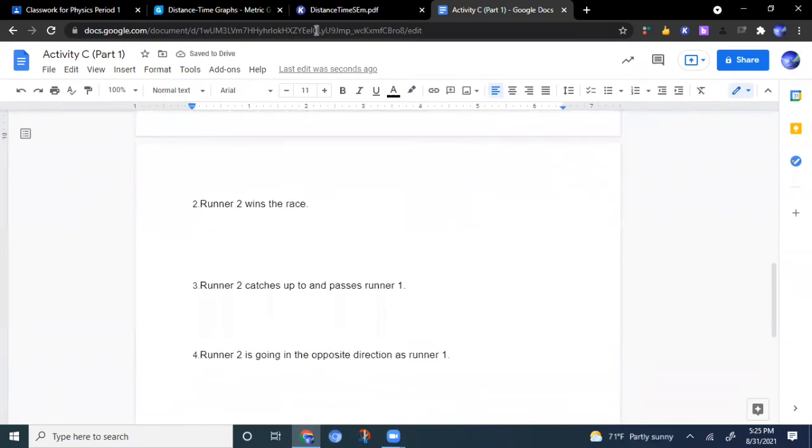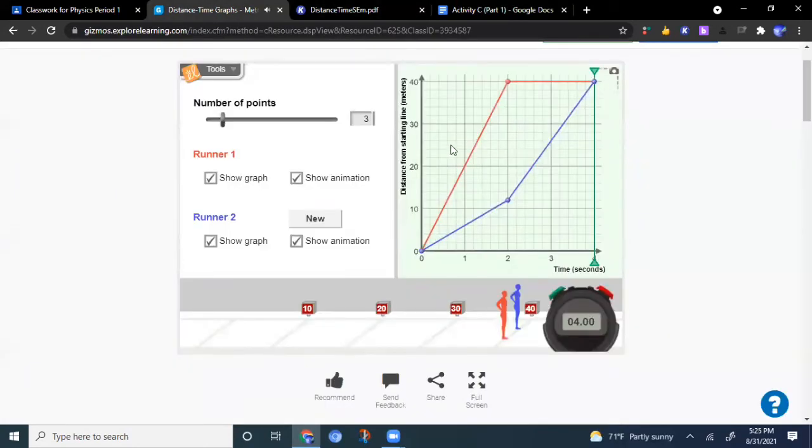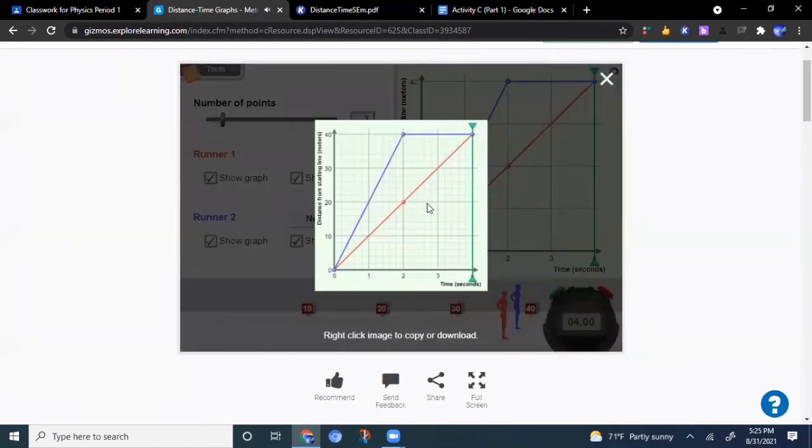Runner 2 winning the race. Well, kind of the exact opposite, right? So I'm going to put runner 2 finishing the 40-meter mark sooner, and runner 1 just kind of running at any old pace. And if I reset this, you'll clearly see runner 2 gets there in about 2 seconds, and it takes runner 1 a lot longer to get there. This would be an example of runner 2 winning the race.